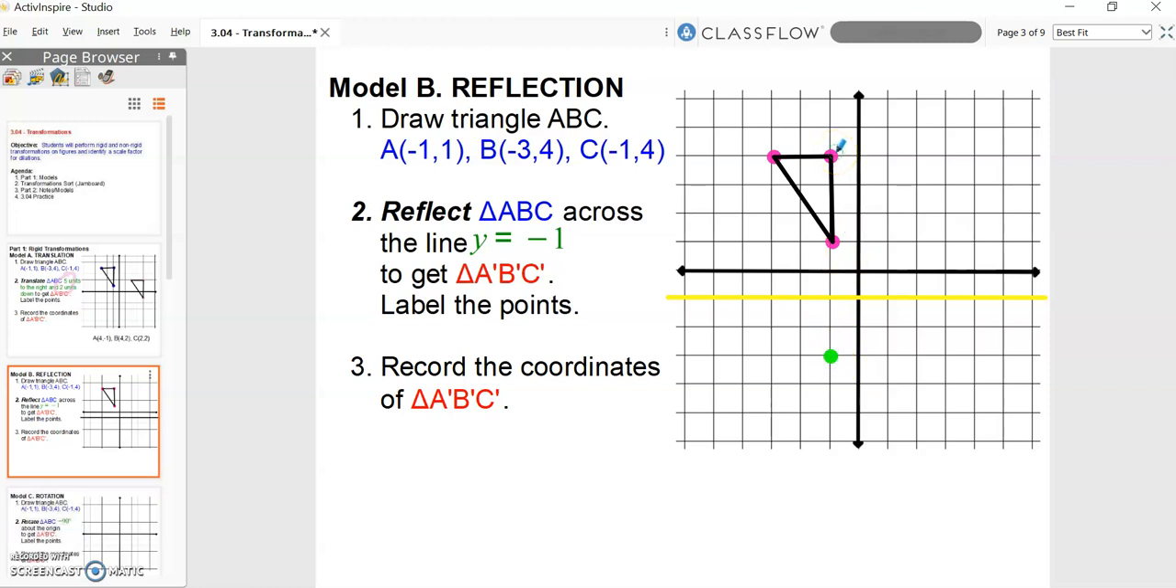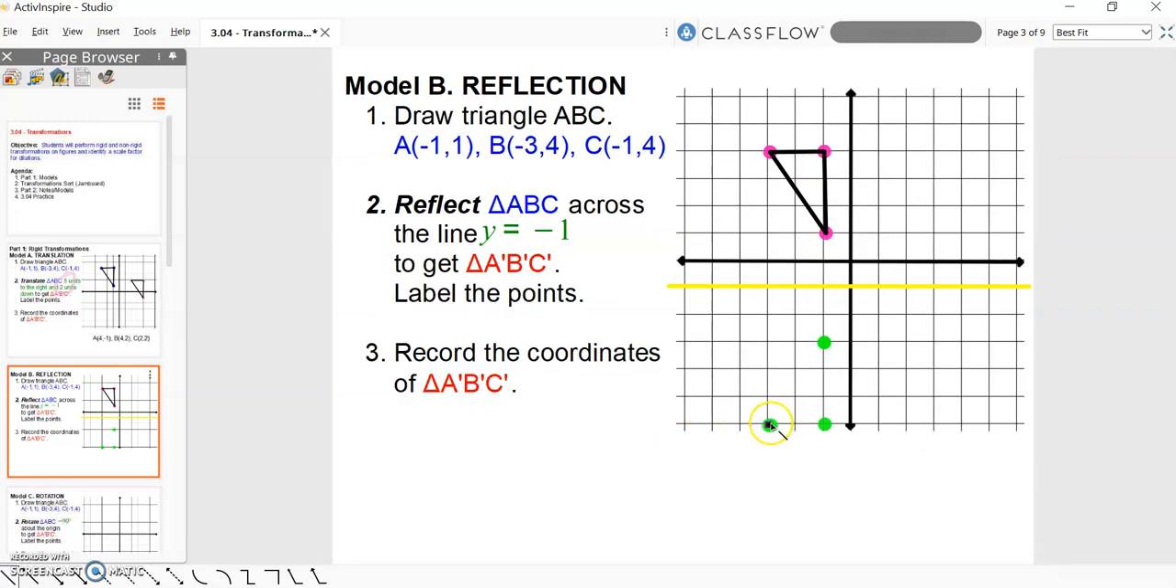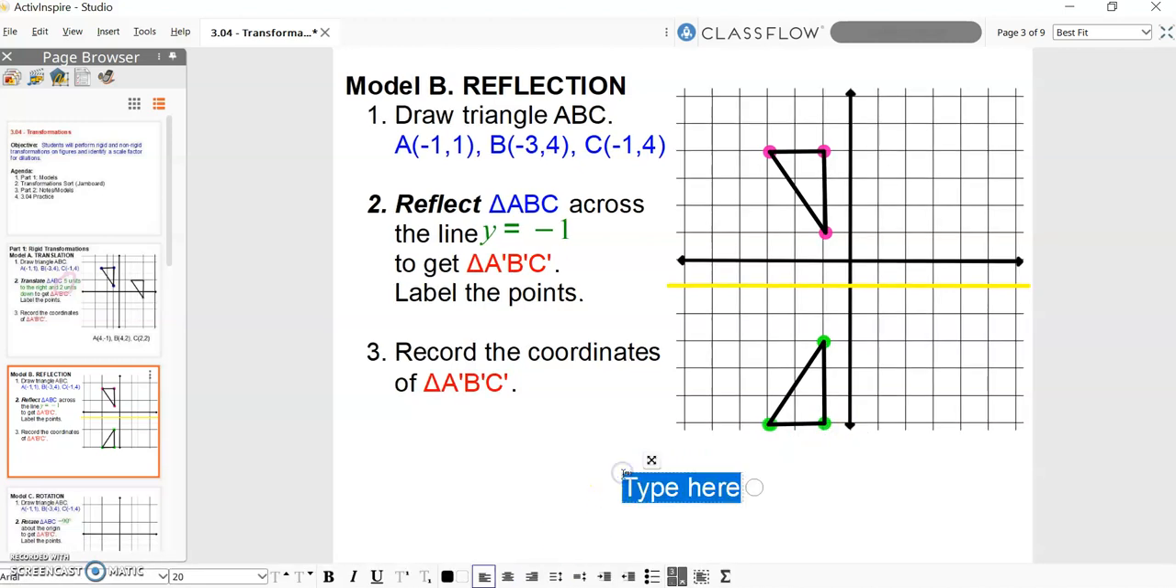Go up to here. This is coordinate C. 1, 2, 3, 4, 5, and the same distance past the line, 1, 2, 3, 4, 5. And then this one's going to be 5 down as well. So 1, 2, 3, 4, 5, and 1, 2, 3, 4, 5. And then connect the dots. That's the pen I like. Voila. Now let's record them. Let's make sure I get them right this time.